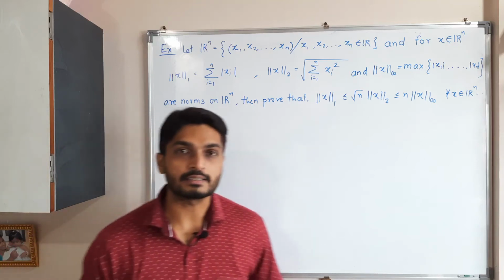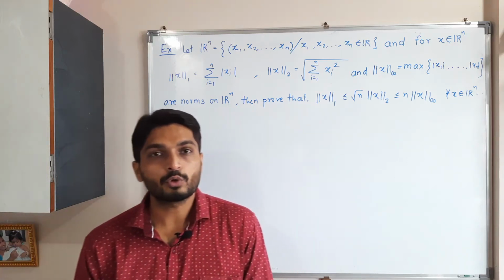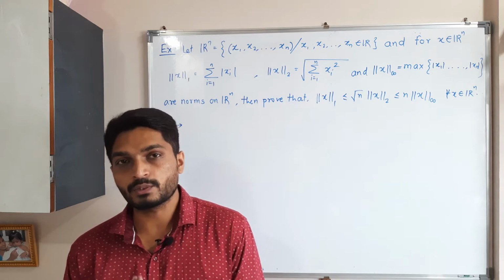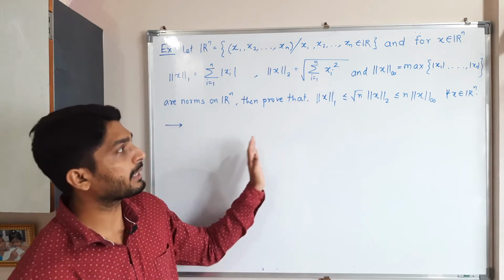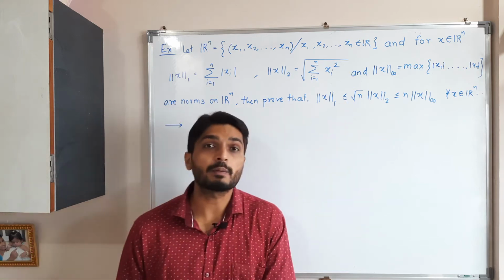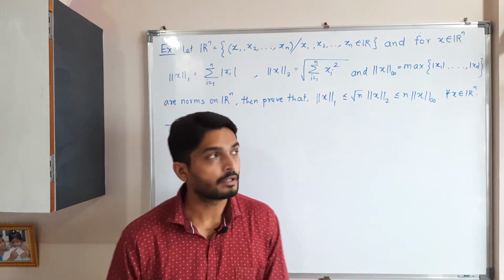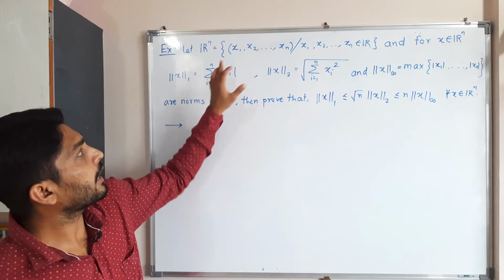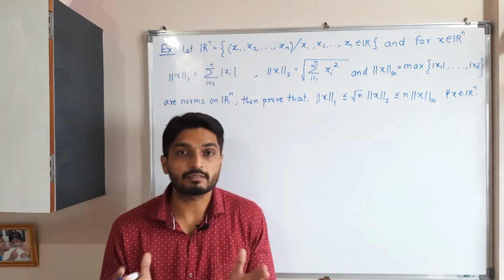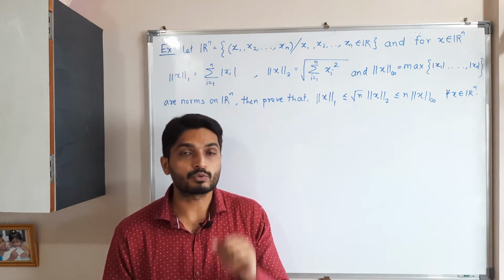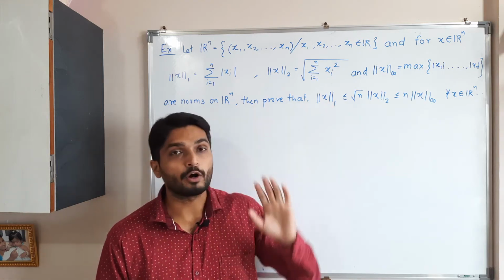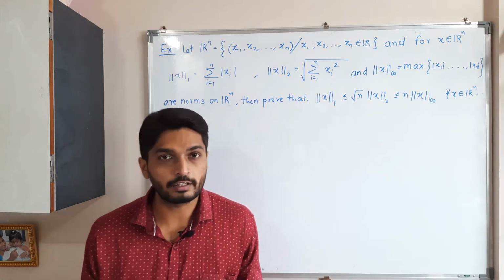So let us discuss this example of norm. Okay, so already in the last video we have seen an example of the same type. Here also we have the same type of example, just the inequality is different. So see what we have: a set Rn, n dimension, and they have defined three norms: norm 1, norm 2 and norm infinity, having three different definitions.